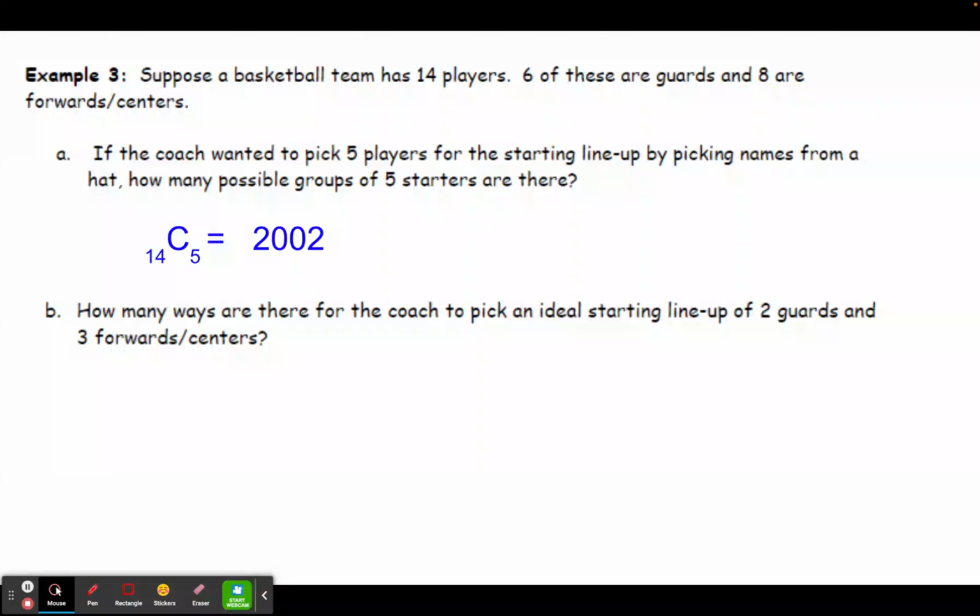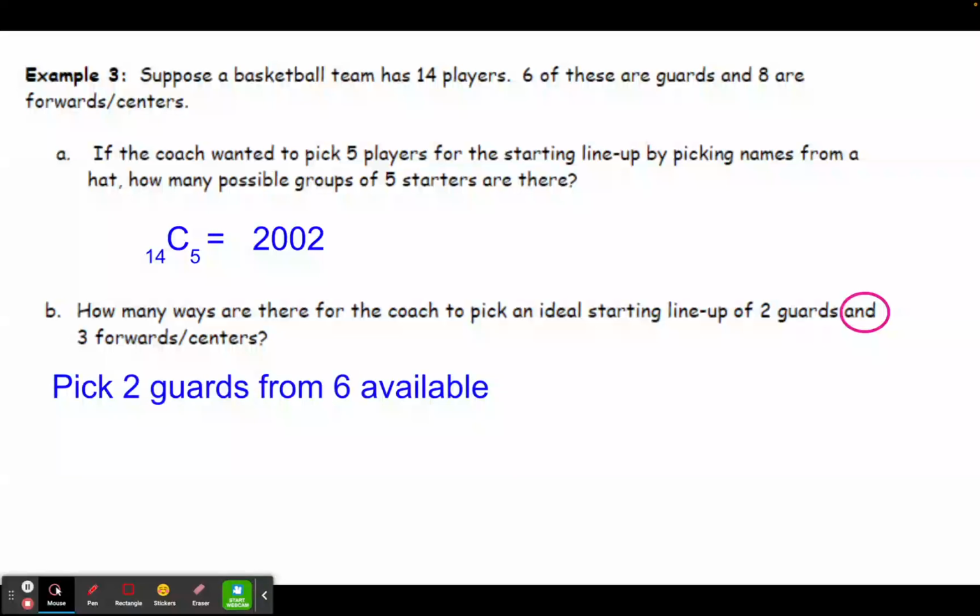Now in letter B, it says, how many ways are there for the coach to pick an ideal starting lineup of 2 guards and 3 forwards or centers? This is a little more realistic situation where maybe the coach would separate the 2 groups of players according to position and then make one choice from each group and then combine them at the end. So first, and again, notice the word and there.